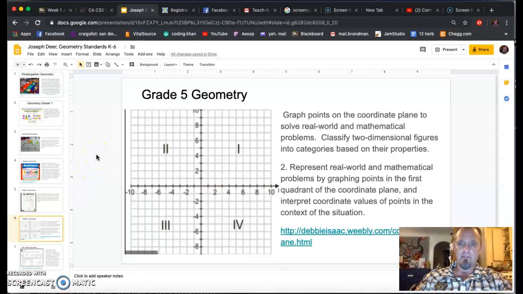And by grade 5, they're starting to work on graphs, graphing points on the coordinate plane to solve real-world and mathematical problems, such as maybe plotting data from surveys or statistics. Things that are happening in the real world can be represented. So this is a big step for kids, from learning what the shapes are to actually using their knowledge of the shapes to create real world solutions.